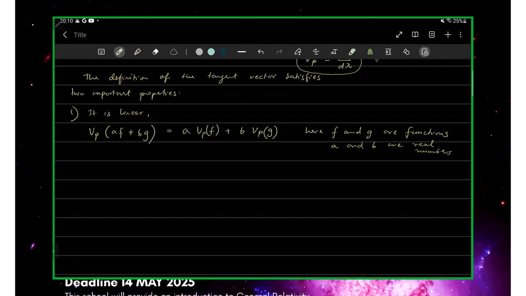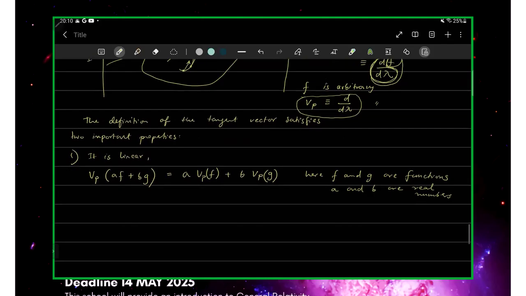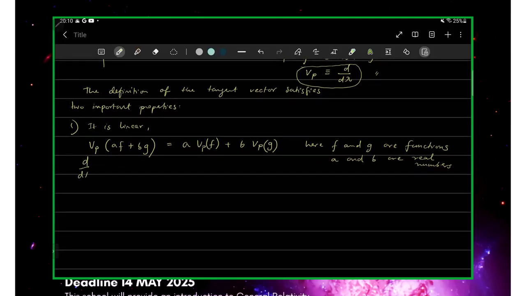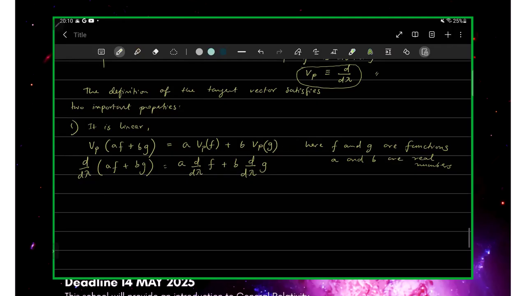So of course we understand why, right? VP, from this definition over here, is just the derivative operator, d by d lambda. So of course we know that if we have d by d lambda acting on a combination of functions as such, we can take the numbers out and denote it on the functions directly. And hence it satisfies linearity. It basically acts linearly with the functions over here. Linearly means, well, basically this operation over here.